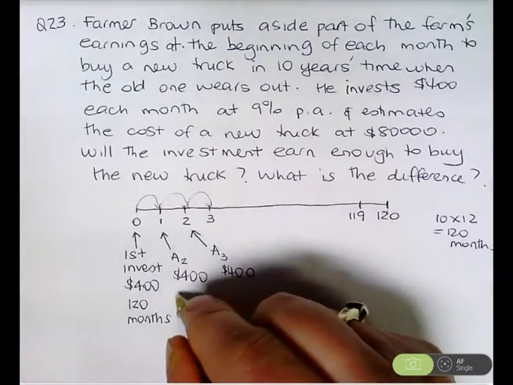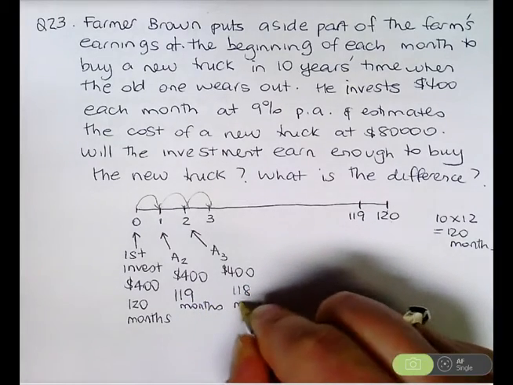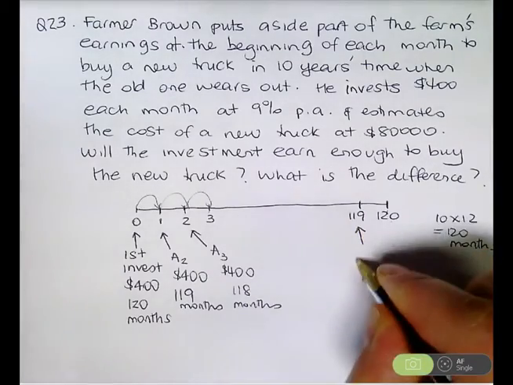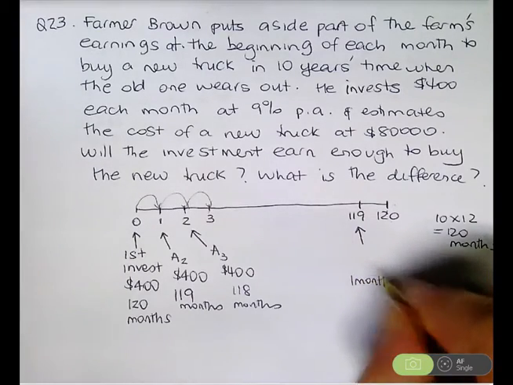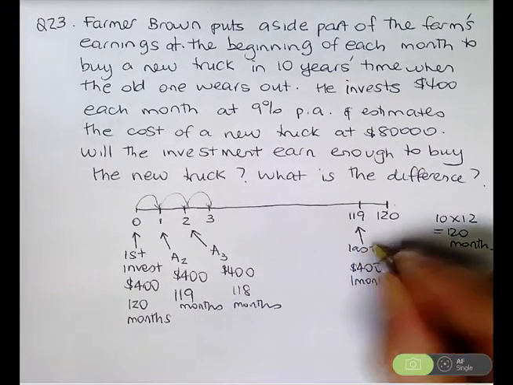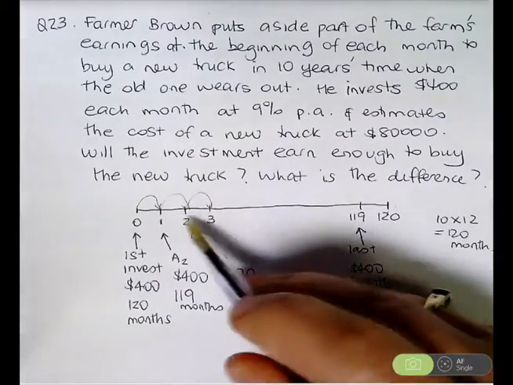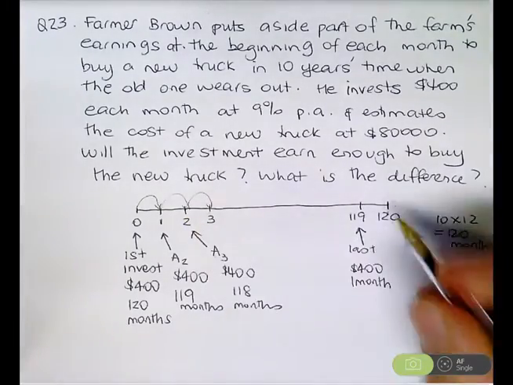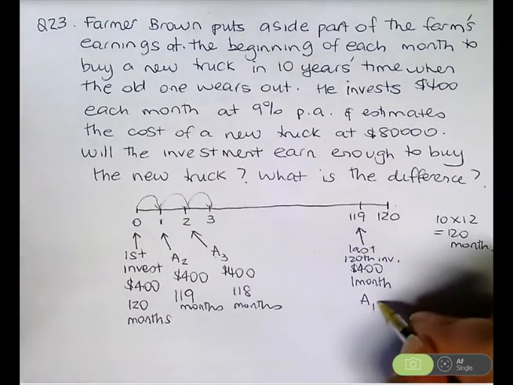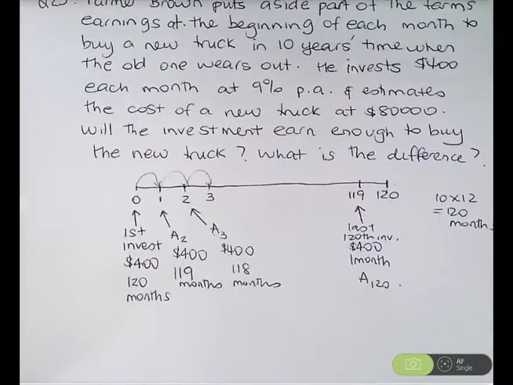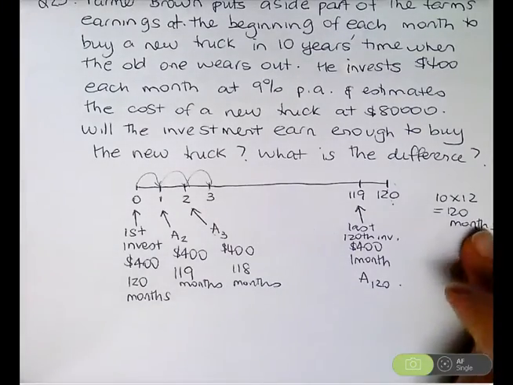The second one is for 119 months. The third investment, 118 months, etc. Now this will be my last investment, and that stays in for 1 month. Now my first investment was at 0, my second investment is at 1, my third investment is at month 2, so this is my last or my 120th investment. So that's A120. It is only in for 1 month, and there is no investment here. So we've got 120 investments made.